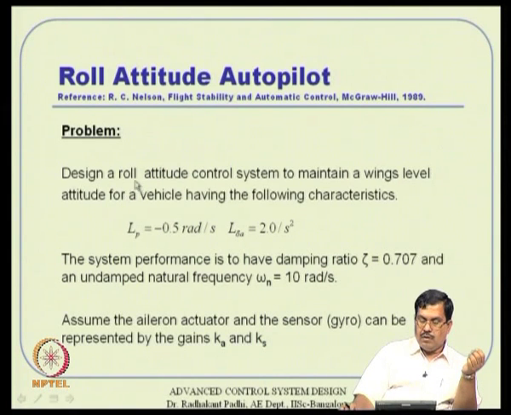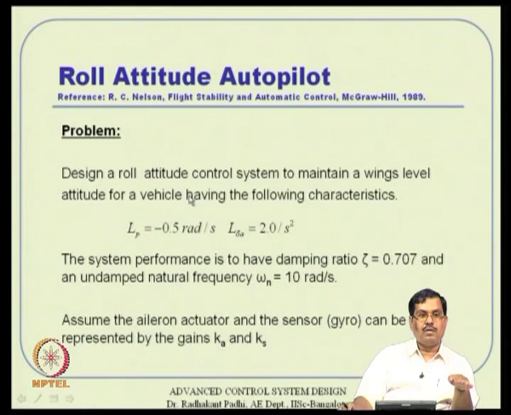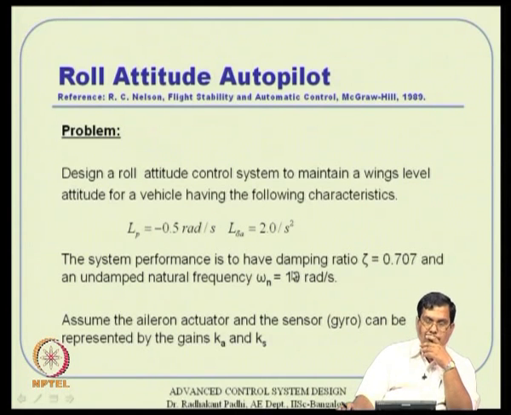Okay. And our job is to design a roll attitude control system to maintain a wings level attitude, that means phi has to be 0. And while assuring this wings level condition from any initial condition, suppose the aircraft is already rolled, you want to make it wings level, that is the problem. And while doing that, we want to assure that the damping ratio remains at 0.707, and the natural frequency is 10 radian per second. That is the desired bandwidth specification. You have a damping ratio and you have omega n for the closed loop system. Okay. So can we do that? That is what the problem is.